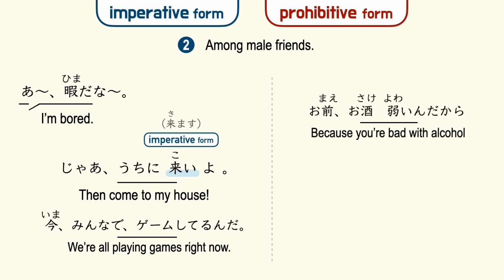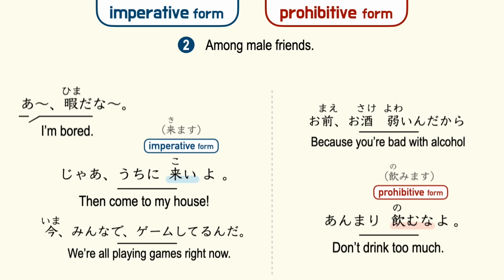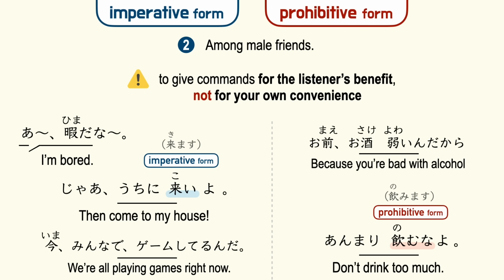Or, お前お酒弱いんだから、あんまり飲むなよ. You're bad with alcohol, so don't drink too much. あんまり飲むなよ. This is also acceptable. Women can speak like this too, but yeah, as Minna no Nihongo says, it's much more common among men. But be careful. Like in these examples, you should use these forms to give commands for the listener's benefit, not for your own convenience, unless you're intentionally trying to be rude as a joke.